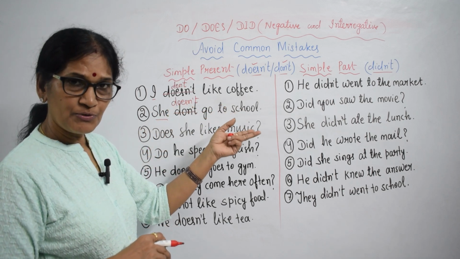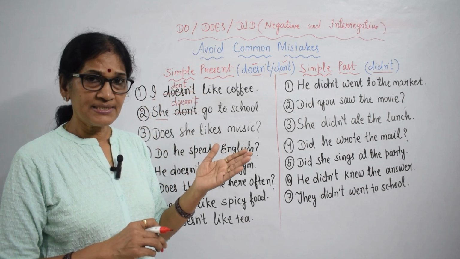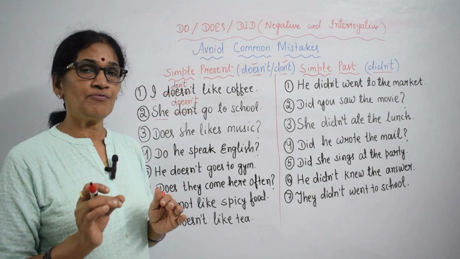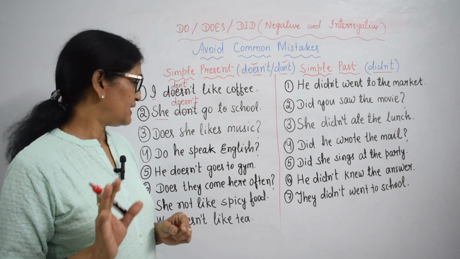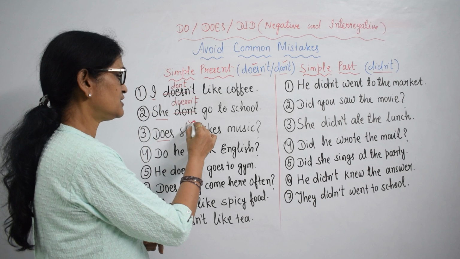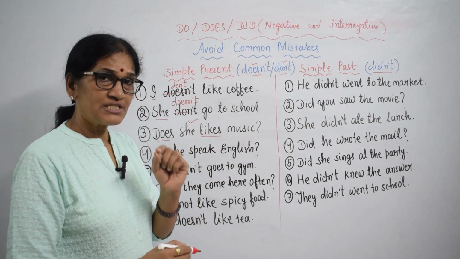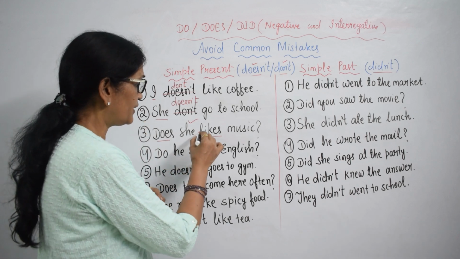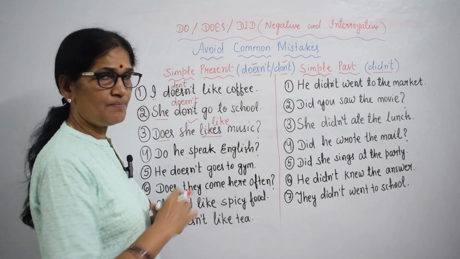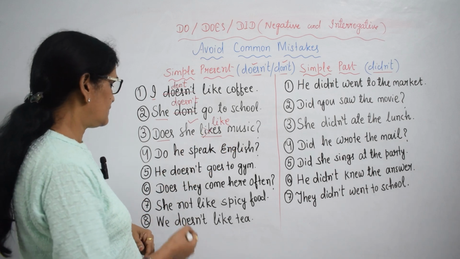"Does she like music?" You remember, in negative and interrogative sentences, when you use do, does and did, the main verb must be in the base form, right? "Does she likes music?" Does agrees with the subject she, but the main verb must be the base form of a verb. So instead of likes, that will be like. Like is the base form: like, liked, liked.